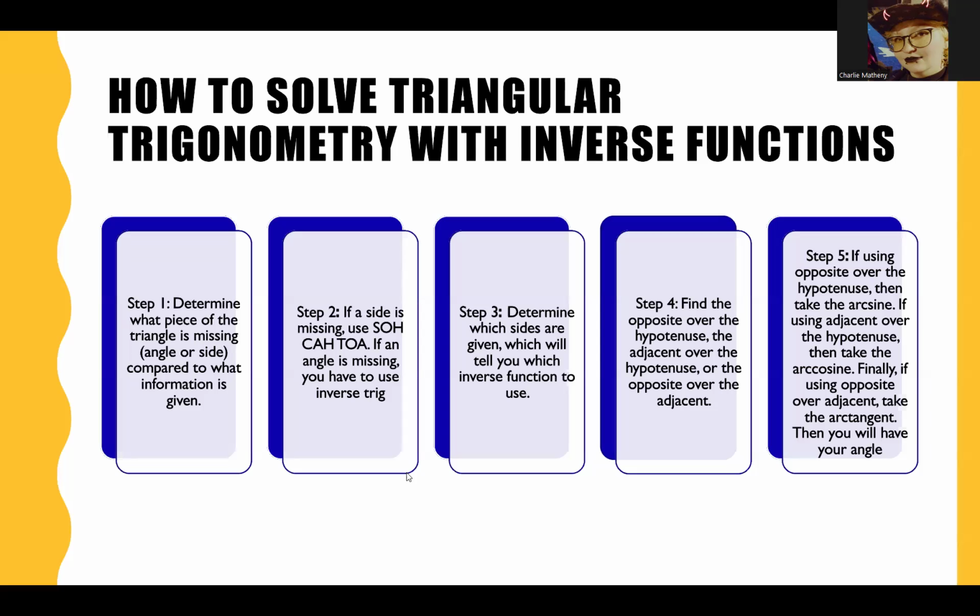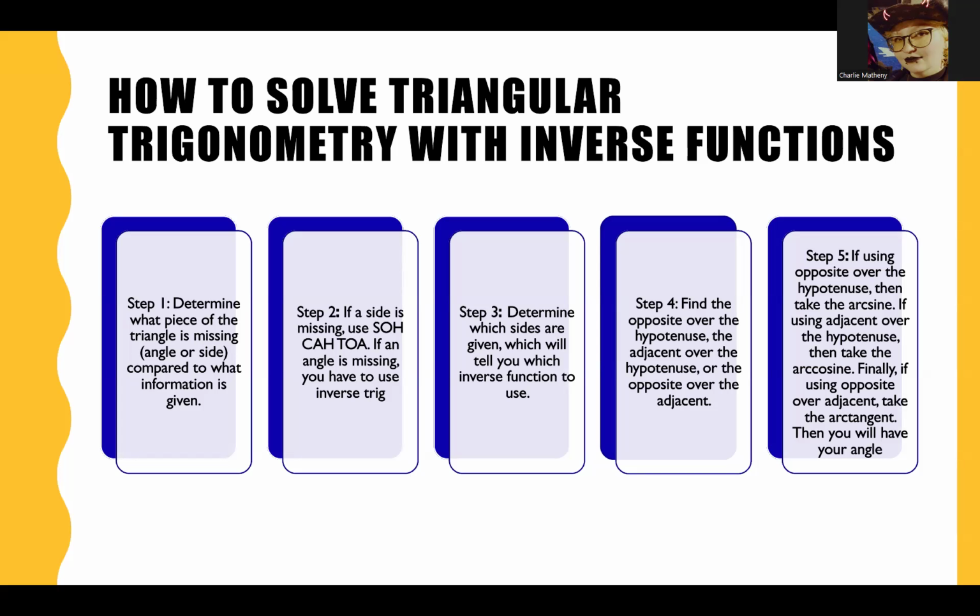So here's how you solve triangular trigonometry with inverse functions. Step one is you're going to want to determine what piece of the triangle is missing, whether it's the angle or the side, and what information you have. If a side is missing but you have the angle, you can just use SOH CAH TOA. You just have to figure out which side is missing. However, if an angle is missing, you actually have to go in depth and start using inverse trigonometry. The rest of these steps are going to go into more detail on how to use that.